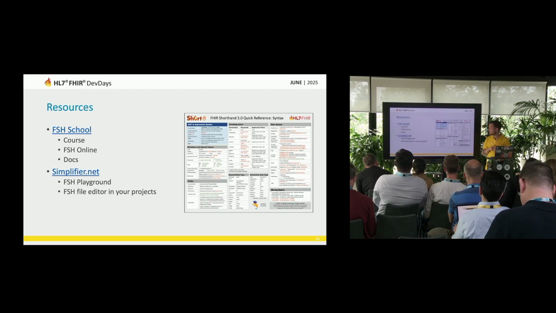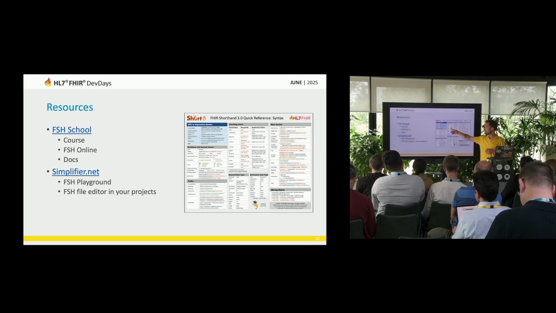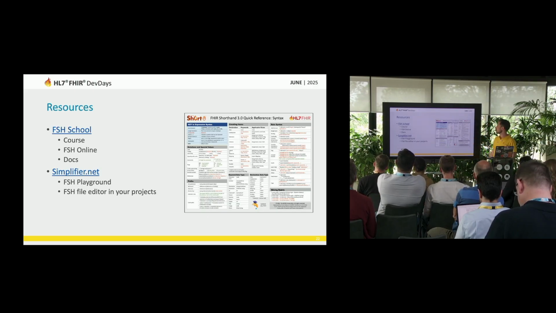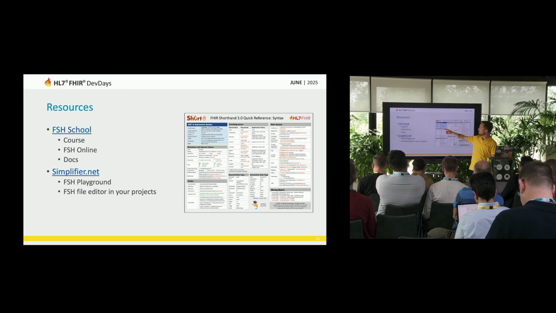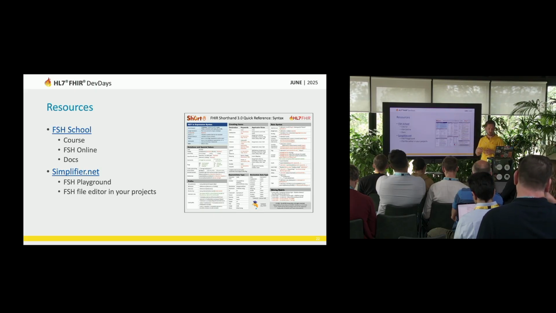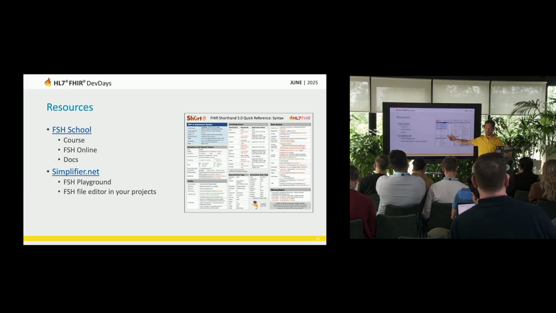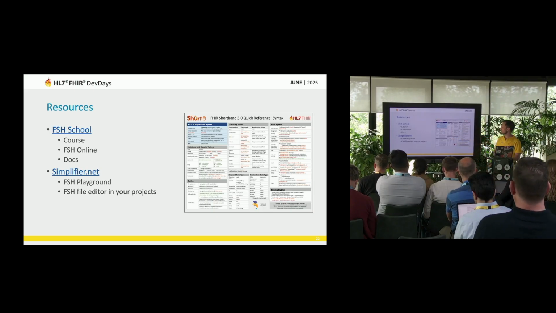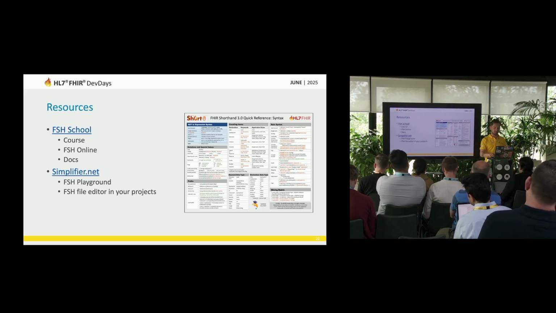We have resources. FSH School is just fshschool.org. It has a few very useful things, including this downloadable quick reference. It has a full online course for building implementation guides, also more of the background on understanding implementation guides. It has this FSH Online that I showed screenshots of, converting between the two. Also very useful to take a JSON resource in there and see what the FSH looks like if you need to build it yourself. And it has all the documentation on how to install it on your machine too. And then on Simplifier, I mentioned we have this FSH playground that you can use, but also you can use it in the new editor that I showed you.